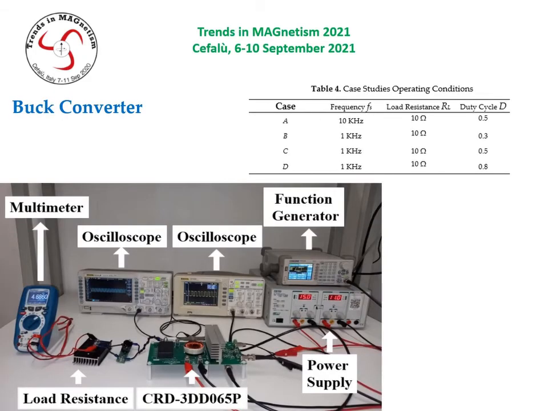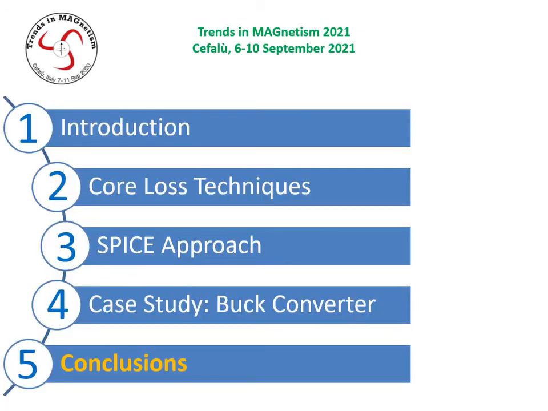So here you can see the experimental setup used to sense the current flowing through the inductor, while in the table you can see the four different operating conditions under which the core losses have been estimated. So let's move to the conclusions section.